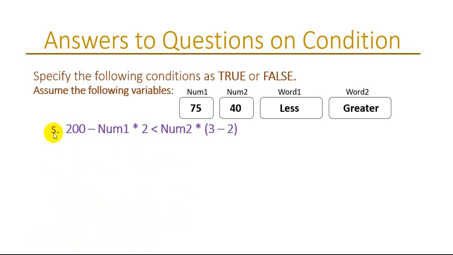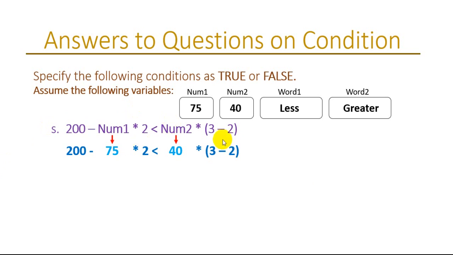Okay, then we go to the S1, which is 200 minus num1, num2, these two variables. Okay, so let's see, replace those variables first. Num1 is 75, num2 is 40. Okay, and the rest of the condition: 200 minus multiplied by 2 less than, and we have this 40 then into 3 minus 2. So now we have this expression.